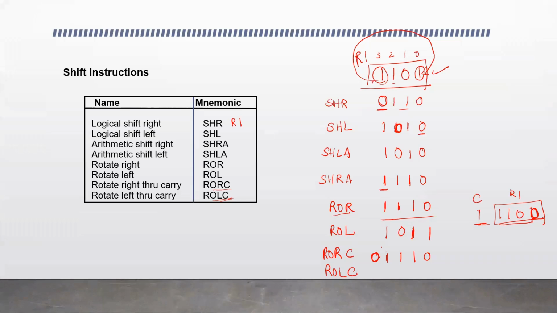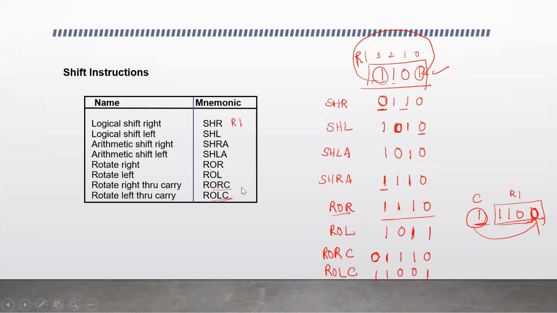And rotate left, how is it performed? The 0 at the 0th position will be moved to the next position, and again the next bits are moved, and the carry 1 is moved to the least significant position. So we will have this carry here. This is the result of rotate left through carry. So these are all the shift instructions.